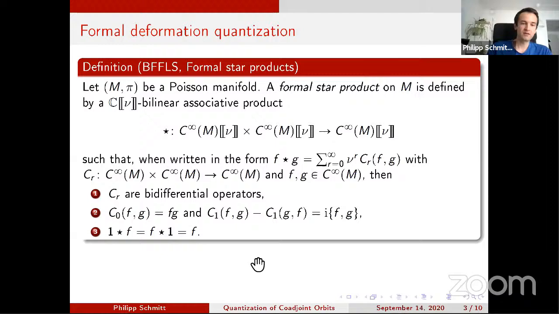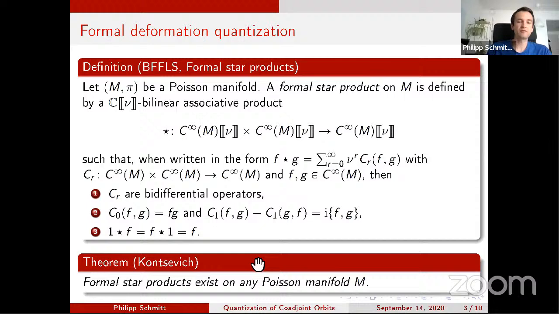Okay, and then there's a famous theorem by Kontsevich, or it's a consequence of his formality theorem, that these formal star products actually exist on any Poisson manifold. Or in different words, whenever you have one of these first order infinitesimals, like a Poisson structure, you can actually quantize it to such an infinite order of formal deformation. Okay, and Kontsevich not only gives an existence result, it also follows from his theorem that you can classify these formal star products up to some notion of equivalence. But that will not be relevant in the following.